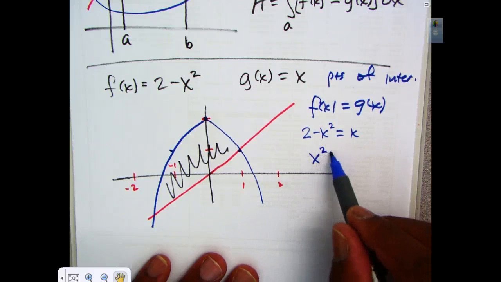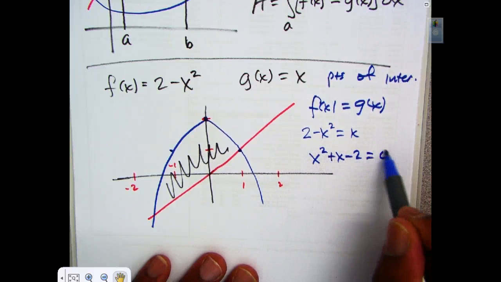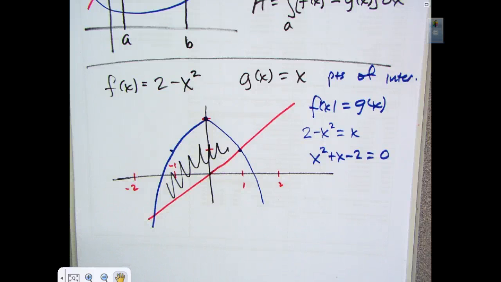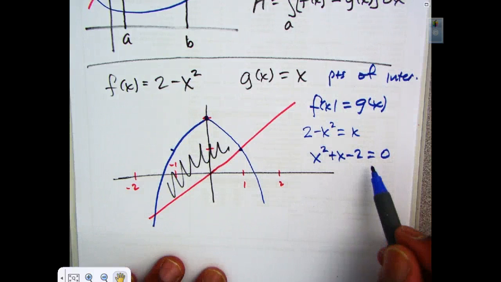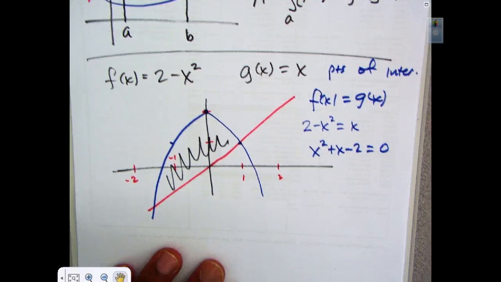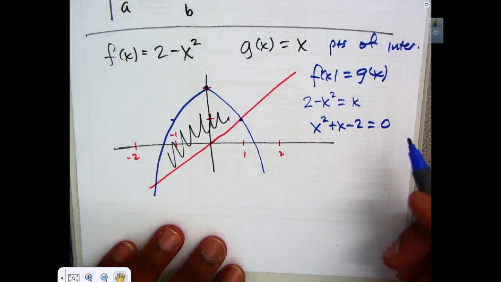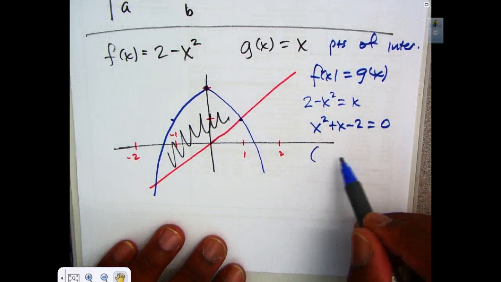Well, that's x squared plus x minus 2 is equal to 0. So where are your 2 points of intersection? Can we factor this, or do you want to use the quadratic formula? You want to complete the square? Factor?